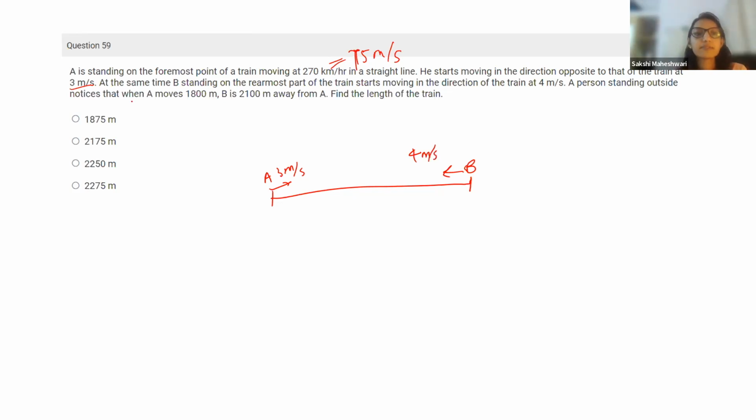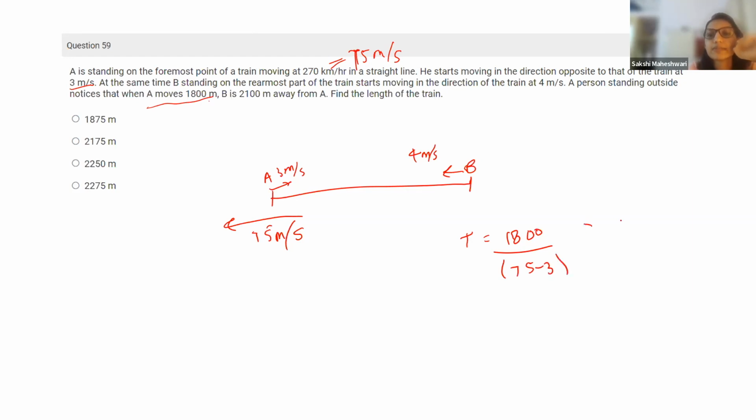Now a person standing outside notices that when A moves 1800 meter, B is 2100 meter away from it. The train is moving here at 75 meter per second. So after how much time can A be noticed to have moved 1800 meter? We have to find time. So 1800 meter by 75 minus 3, so this will be 1800 by 72, which gives me 25 seconds.